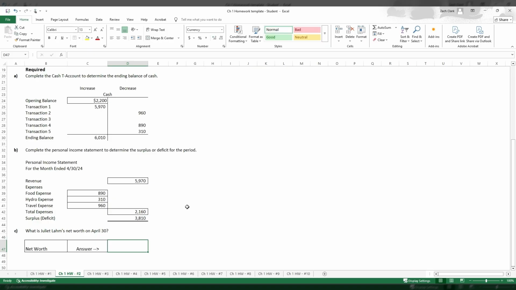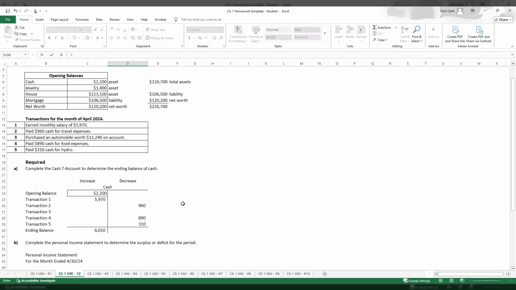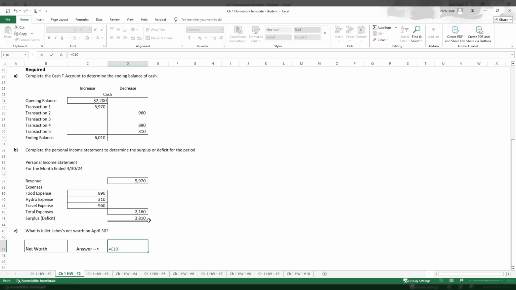Great. And then let's come down to C. It says, what is Juliet Lamb's net worth on April 30th? We know the beginning balance of net worth, so we'll put an equal sign. And let's just look up here. I'm scrolling up. And we can actually link to this as a cell, $120,200 to start. And then the surplus will increase our net worth. And so we just need to put a plus sign there.